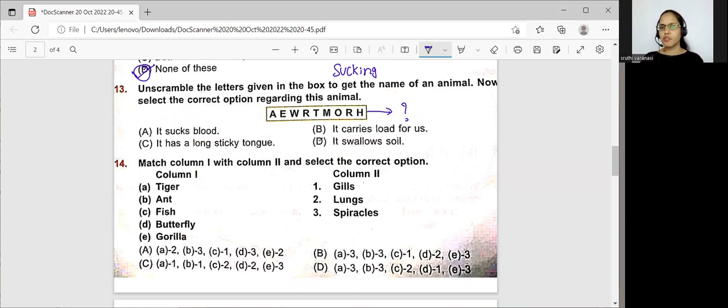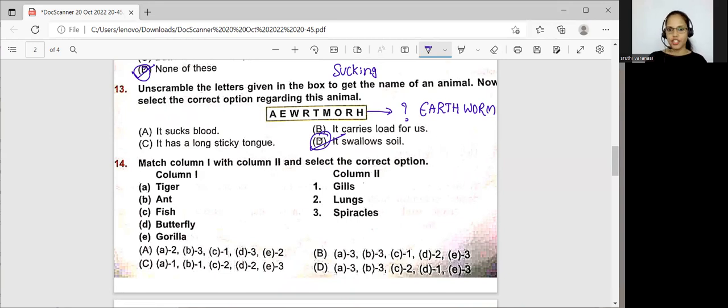See, let's go for option B. It carries loads for us. It is a donkey. It is not looking like a donkey. Then let's see option D. It swallows soil. Yes, it is exactly looking the same. So what is this? This is the earthworm. And yes, it swallows soil. And this is the correct option regarding the animal. So in this way, you have to answer the questions. Okay. Now, this is one example.